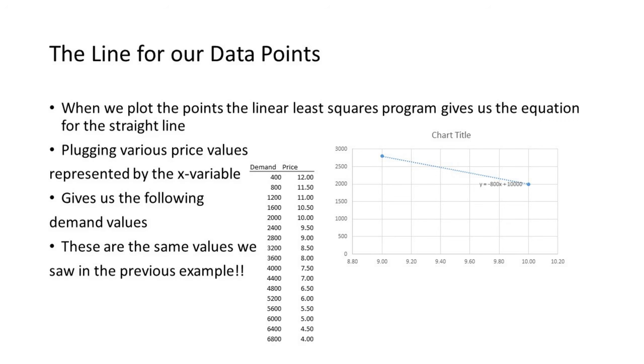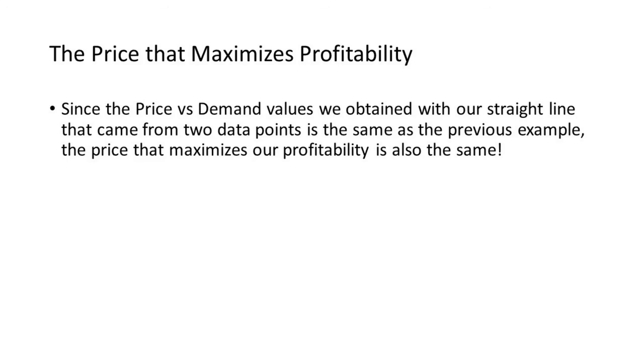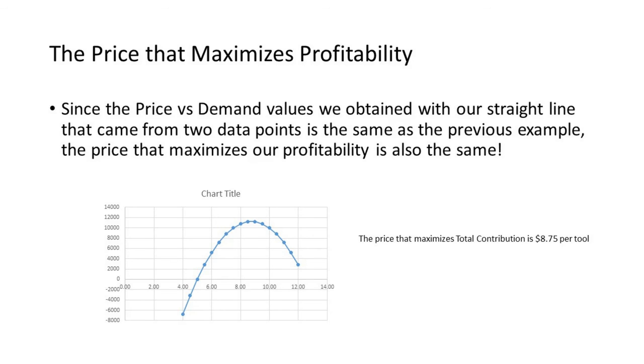And since the price versus demand values we obtain with our straight line are the same as we saw in the previous example, that means the price that maximizes our profitability here is also the same as in the previous example, where we saw it was $8.75 per tool being the price that would maximize the total contribution, or the profitability, for the tool.